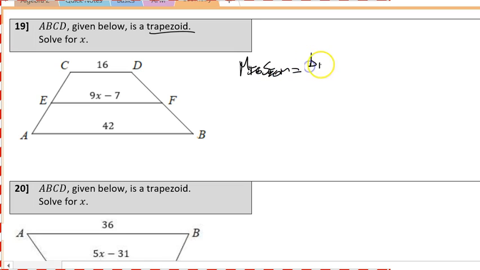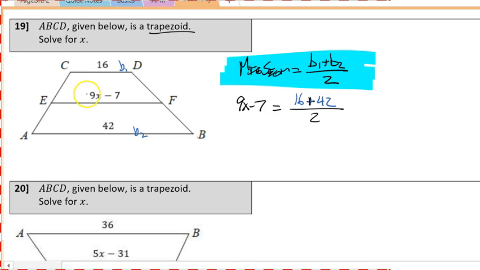is equal to base 1 plus base 2 divided by 2. So I would add up the two bases. We can call this base 1 and this base 2, divided by 2, and that should be equal to our mid-segment. Substituting these values into the formula gives us that the mid-segment, 9x minus 7, should be equal to this 16 plus 42 divided by 2, or that 9x minus 7 equals 29. Solving this two-step equation gives us that x is equal to 4.